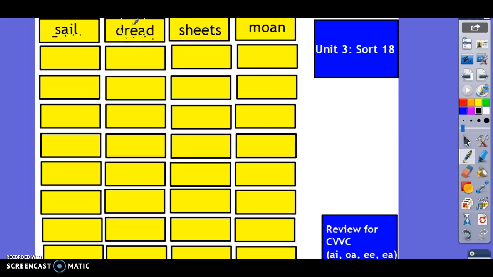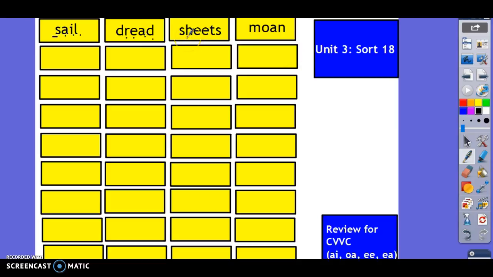Now this one's a little different because in dread, it's kind of the exception. It's not dreed, it makes the short E for this example. But usually, it makes the long vowel sound. So, remember, a C, V, V, C pattern.